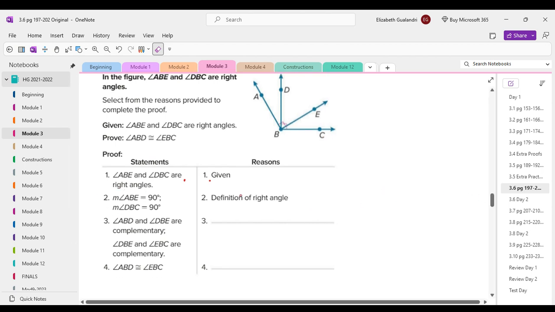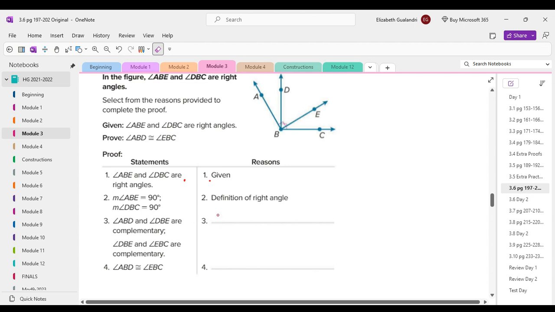So right off the bat, they use the definition of a right angle, which would say that if you have a right angle, then their measures are 90, or if the measures are 90, then they're right angles. So we're going to use that definition here, and you could use an if-then statement if you wanted to. Then they say that angle ABD and DBE are complementary to each other, and same thing with DBE and EBC being complementary to each other here.